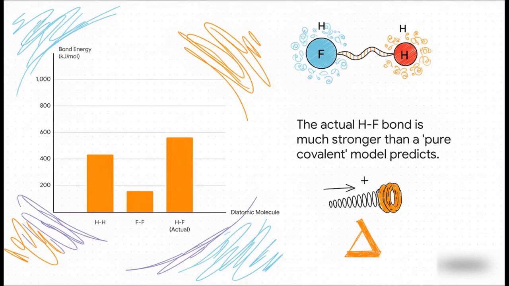Let's look at the classic example, hydrogen fluoride, or HF. The bond energy of HH is 435 kilojoules per mole, and for FF it's 158. The expected pure covalent energy for an HF bond, the geometric mean, is about 262. But look at the actual measured bond energy for HF. It's a massive 565. That huge gap between 262 and 565, that's the extra ionic energy, delta. Fluorine's intense pull on those electrons makes the bond way, way stronger than you'd expect.